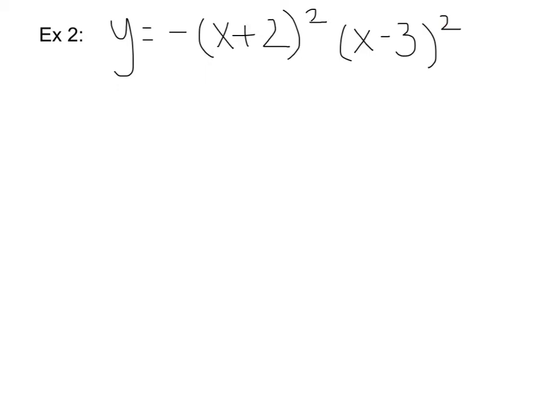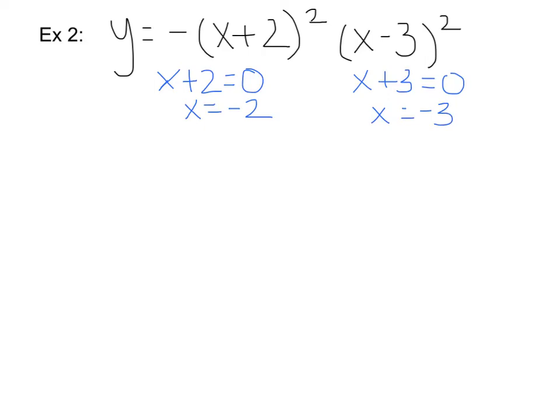Example 2 is different than example 1 because it's already in factored form. So that means we get to go straight from our factored form to find our zeros. So we set x plus 2 equal to 0, subtract 2, and you get a 0 at negative 2. Set x plus 3 equal to 0, and you get a 0 at x equals negative 3.